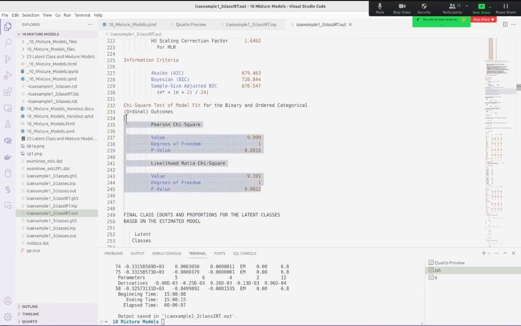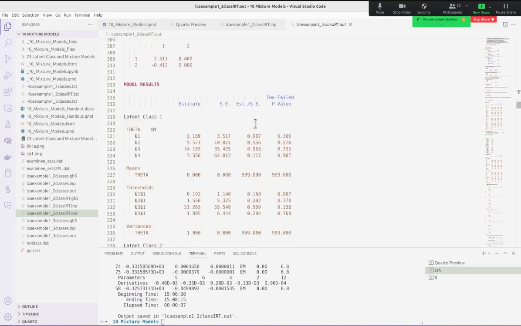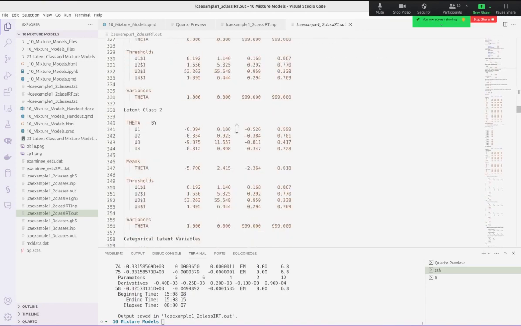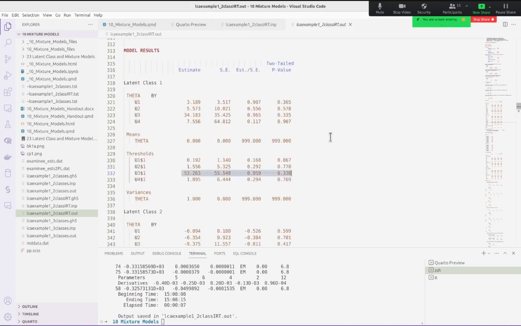Look, our model actually didn't fit the data. What? How'd that happen? But yeah, again, not better. Class 1 had 62%, Class 2 had 37%. What do our classes mean? Pardon me. Class 1, these are our loadings or discriminations. We see item 3 had a huge discrimination parameter and a huge threshold. Again, numerical stability is not good with these results. I wouldn't trust this model.